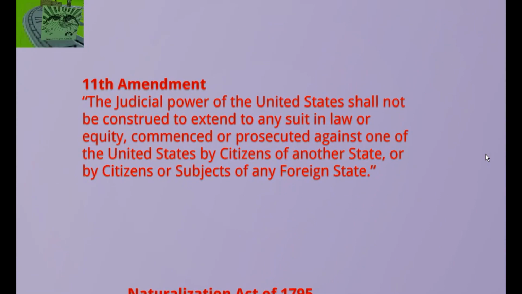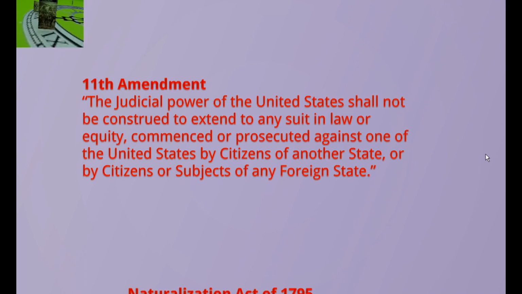In 1795, the 11th Amendment is presented to Congress, and the 11th Amendment is very short. We can read it. So what does it do? It protects the state governments from being sued by citizens of another state. So it nullifies, or repeals, the court decision in Chisholm versus Georgia, which we mentioned earlier.